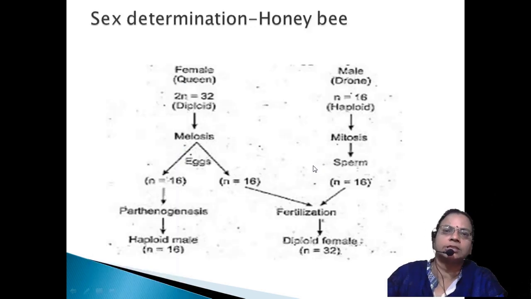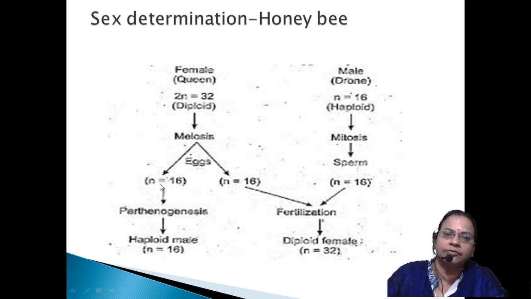Now we'll move on to the sex determination in honeybee. It is haplodiploidy. So here it is female and male. Here female is always diploid and male always haploid. 32 chromosomes here, here it is 16 chromosomes. The gametic formation in female is by meiosis, reduction division, so the gamete will receive only 16 chromosomes. And in male, it is mitosis, that means it is equational division. N will carry 16 chromosomes.